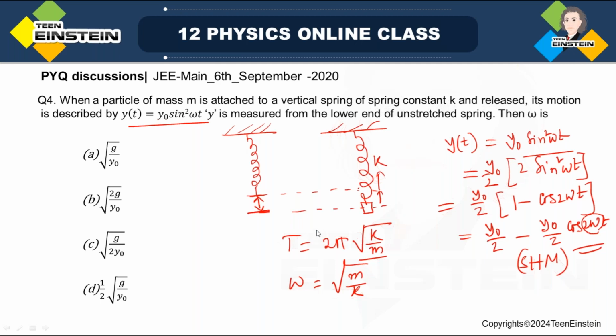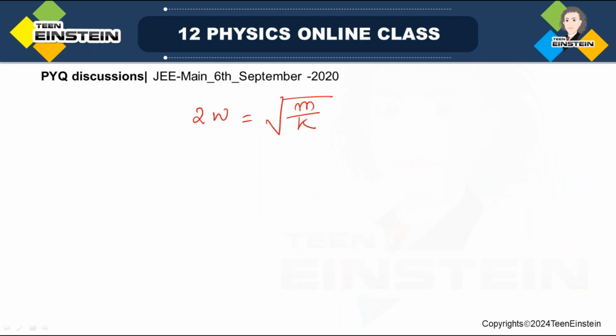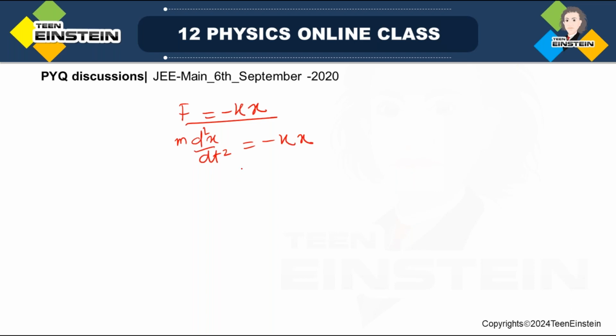It is better to find this thing. We know F is equal to minus kx. So in this case, what is this F? Then we go for m d square x by dt square is equal to minus kx. In this case, the force is mg. Mg is the force.